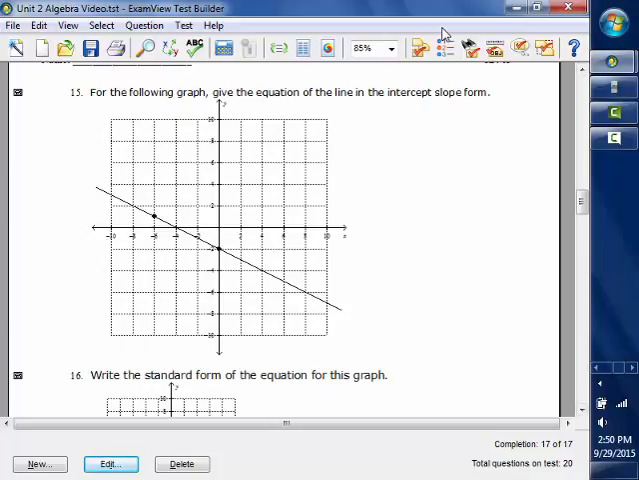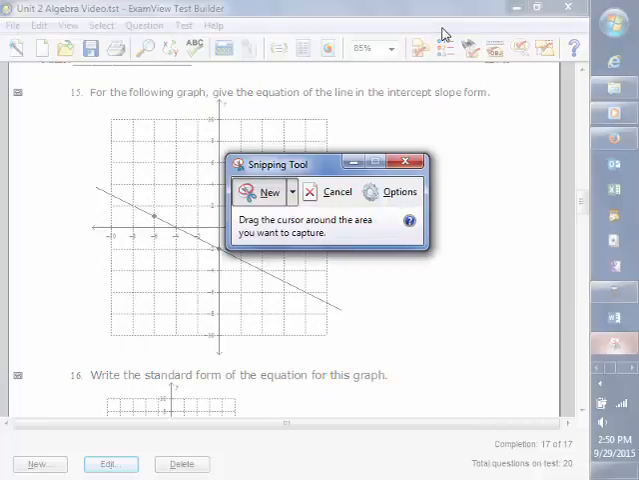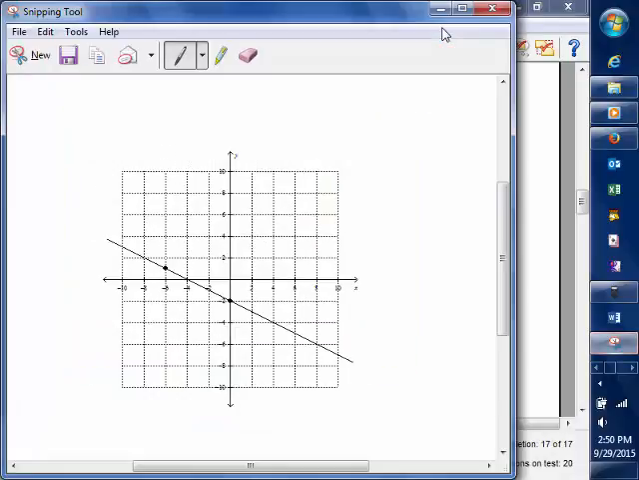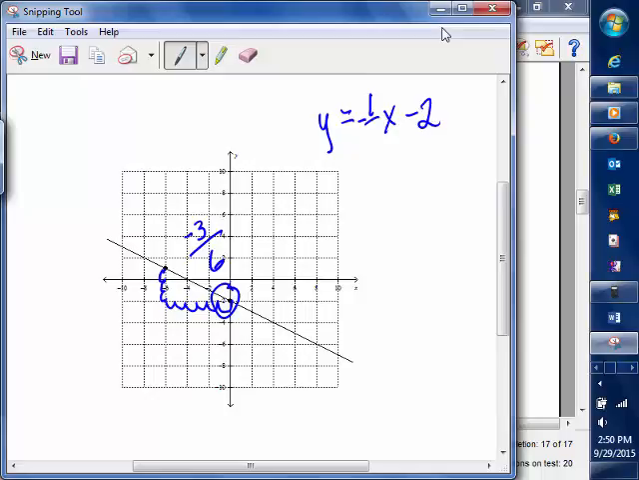Give the equation in the intercept slope form. Okay, so y equals mx plus b. B is negative 2, so minus 2. Now we have to figure out the slope. For the slope, we go down 1, 2, 3, negative 3, and we go forward 1, 2, 3, 4, 5, 6. So it's negative 1/2. Next one.